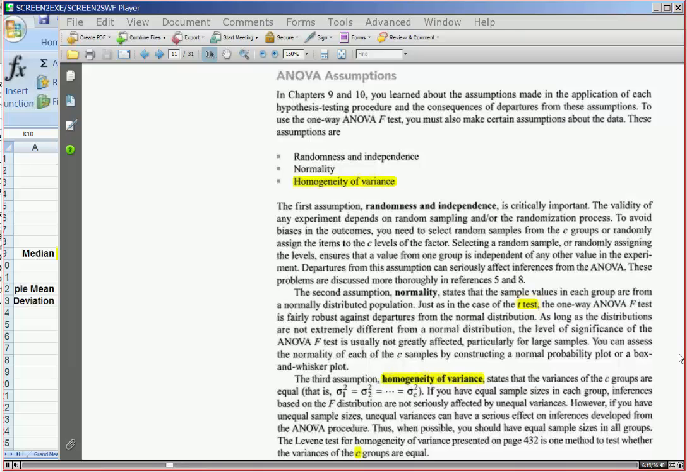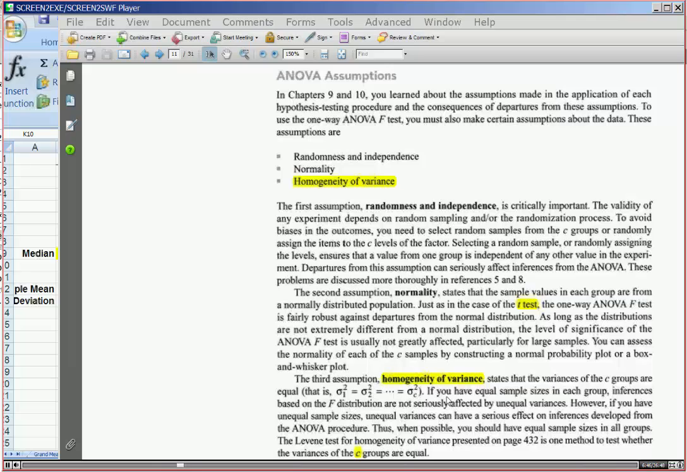You can assess the normality of each of the C samples, we have 4, by constructing a normal probability plot or a box and whisker plot. Okay, this is easier done in SPSS. We're not going to do that. The third assumption, here it comes. The third assumption, homogeneity of variance, states the variances of the C groups are equal.